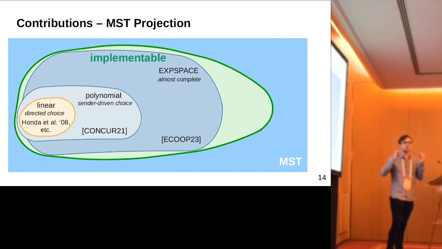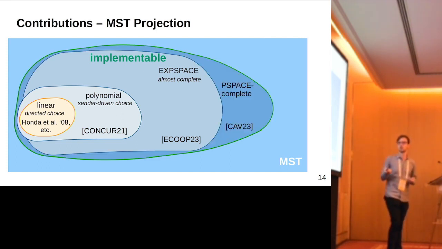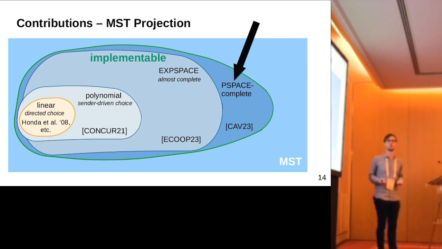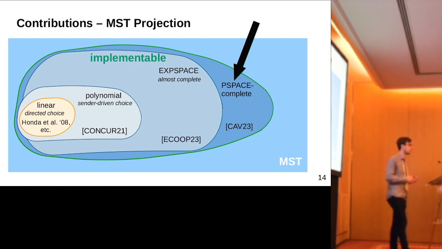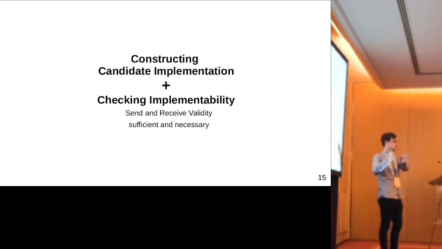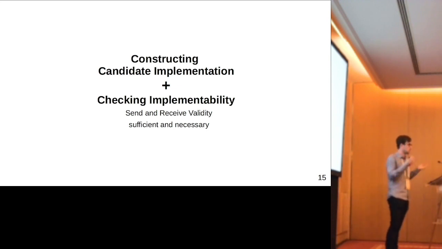Still, this was not fully complete, so this is what we covered with a direct MST projection operator, and we also settled the complexity to be PSPACE-complete. And this is exactly what I want to talk about here in more detail. So our approach consists of two phases. The first is we construct a candidate implementation, which is very similar to the first few slides I've shown you. You just take the global type and project it onto the alphabet of the participant you consider. I'll go into details.